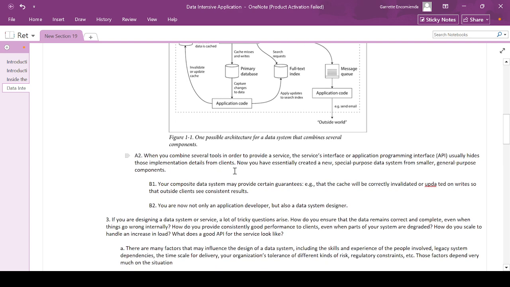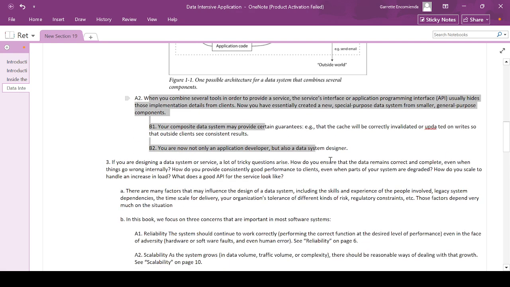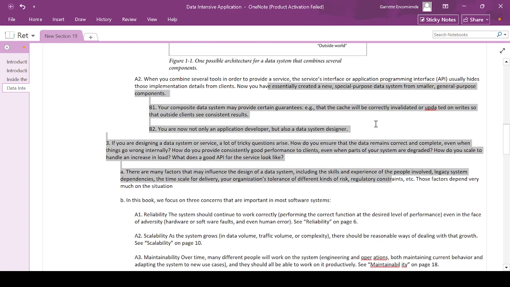Figure 1.1, one possible architecture for a data system that combines several components. When you combine several tools in order to provide a service, the service interface or application programming interface (API) usually hides those implementation details from clients. Now you have essentially created a new special purpose data system from smaller general purpose components.